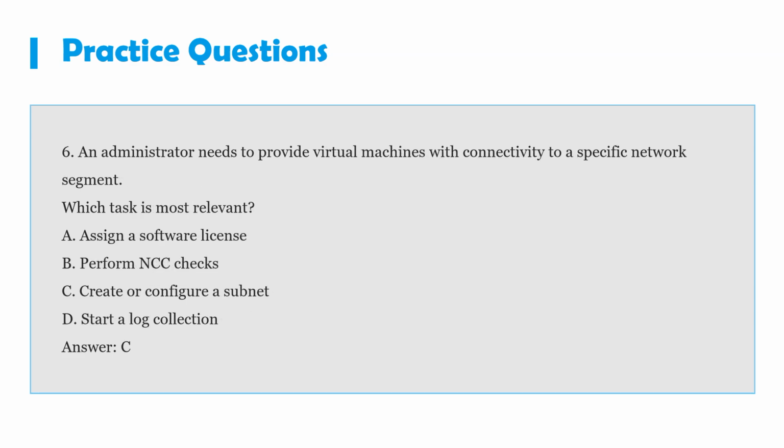6. An administrator needs to provide virtual machines with connectivity to a specific network segment. Which task is most relevant? A. Assign a software license. B. Perform NCC checks. C. Create or configure a subnet. D. Start a log collection. Answer: C.